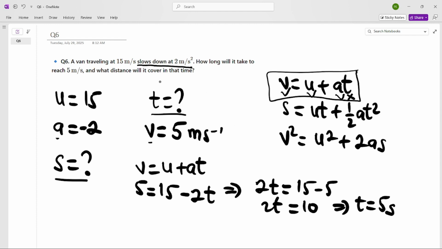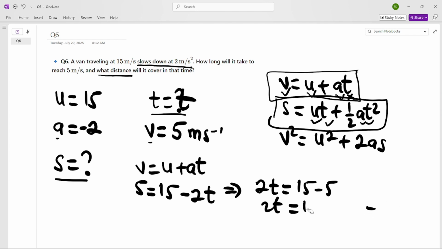Then we need to find a value for distance as well. Now that we know t, we need to find the value for the distance. And for the distance, we need to use the second equation rather. For the distance, s is equal to ut plus half at squared. We know the u, we know the t now because we just found it, right? Then we have the a, so I can use that equation.